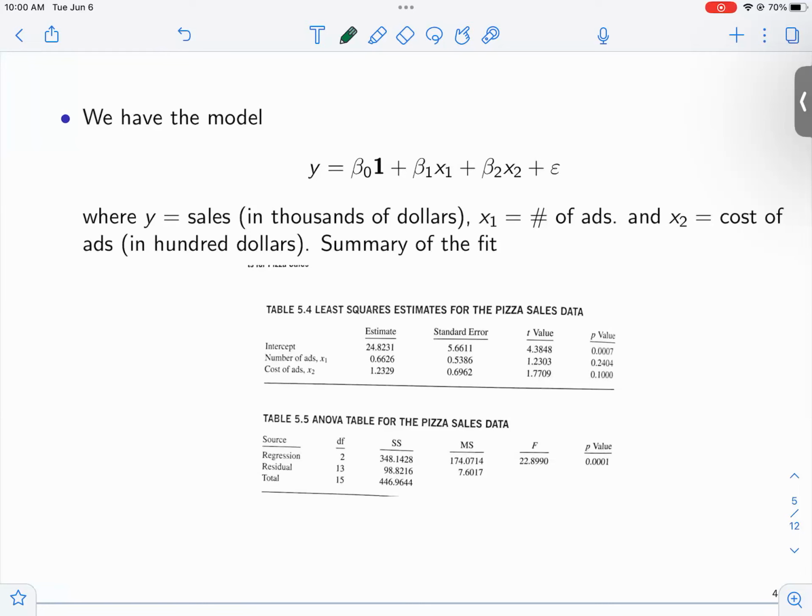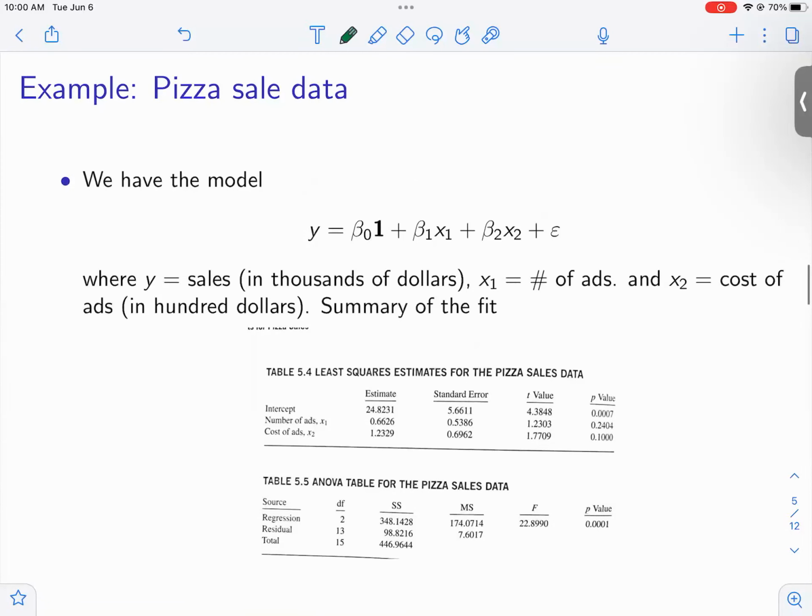So in practice, this is another manifestation. So you do the test. For example, I have a regression model where Y is the sales in thousands of dollars, X1 is the number of ads, X2 is the cost of the ads. So it's like a pizza joint, and they spend money on advertisement and want to see what is the effect of the advertisements on sales. It's a very classical business problem. They have two variables, the number of ads that they put out and the cost of the ads.